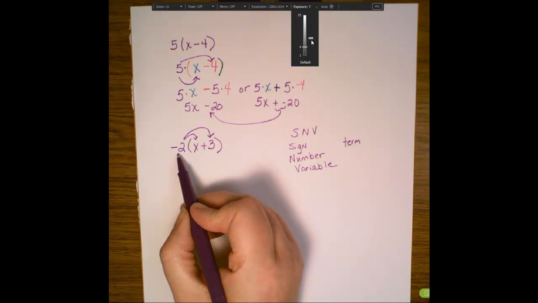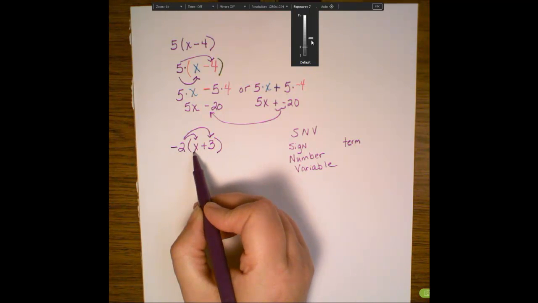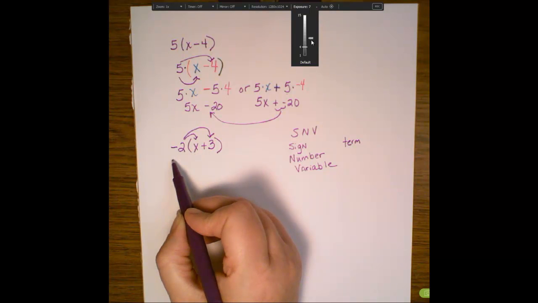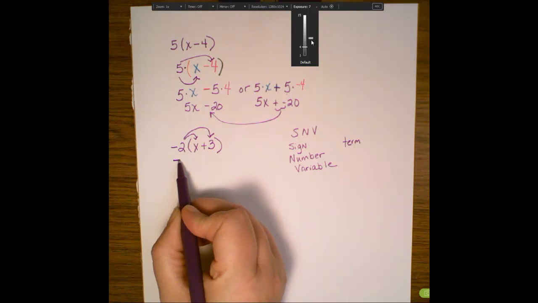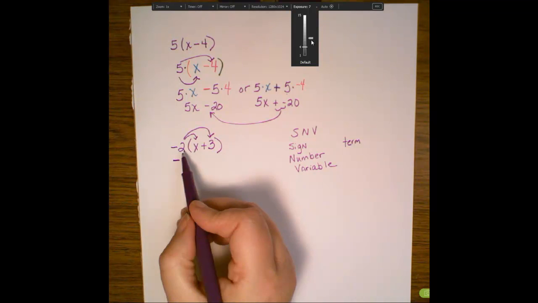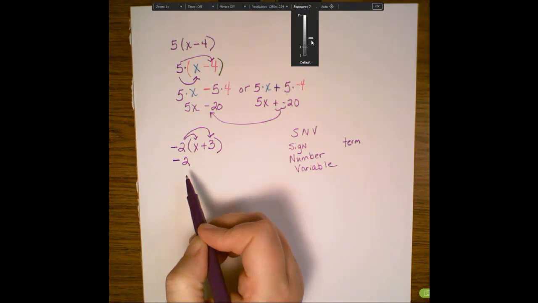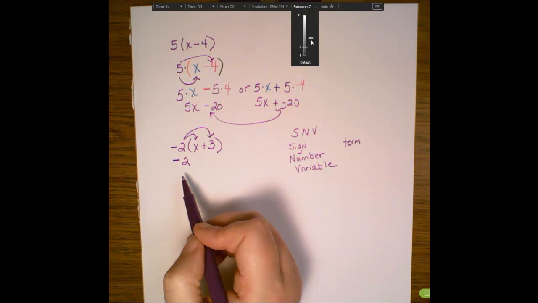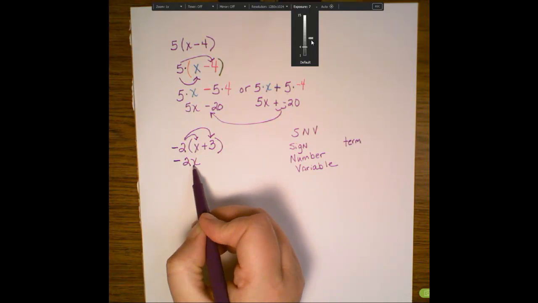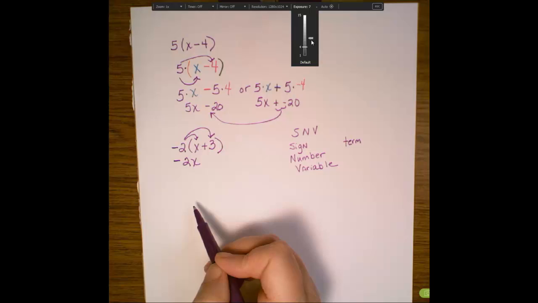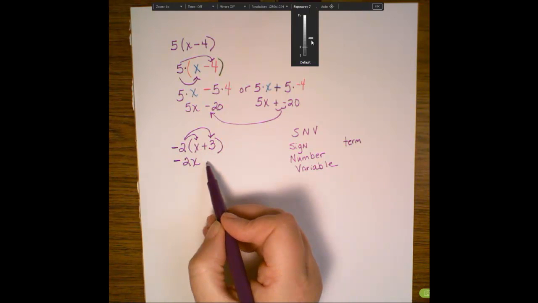So when I multiply a negative 2 times an x, what sign will that be? Well, it's going to be a negative, because a negative times a positive is a negative. Then what number will it be? Well, 2 times 1 is 2. And then what variable will it have? Well, it has an x. And then I'm going to do the same thing when I multiply negative 2 times 3.